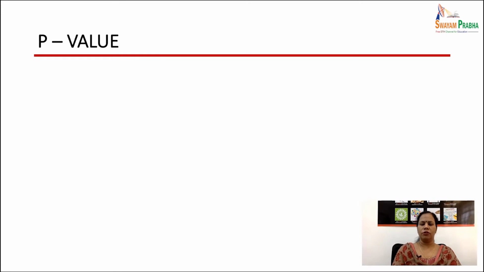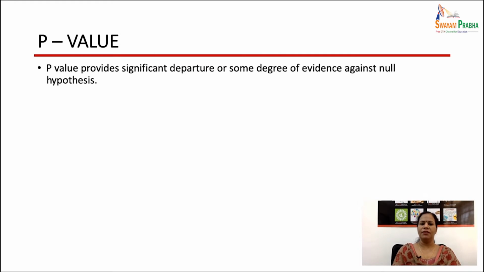Now, just now I was talking about the level of significance, and the level of significance is always denoted by the p-value. So the p-value provides a significant departure or some degree of evidence against the null hypothesis. It tells us what the level of significance is and what the degree of evidence against the null hypothesis is. So if the p-value is significant, it means we will be rejecting our null hypothesis. So it provides us evidence against the null hypothesis.